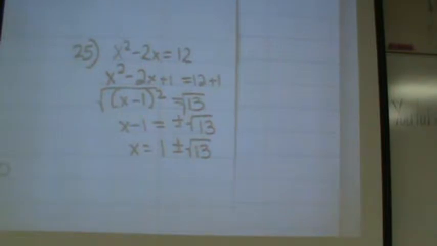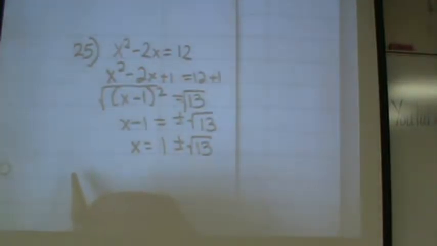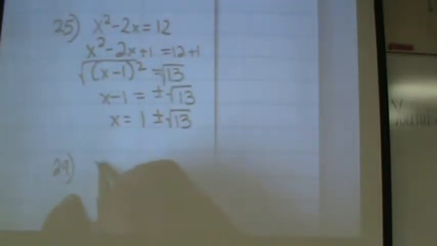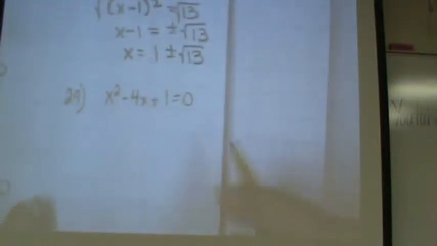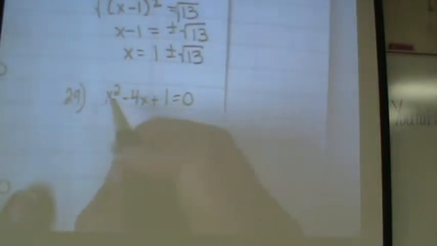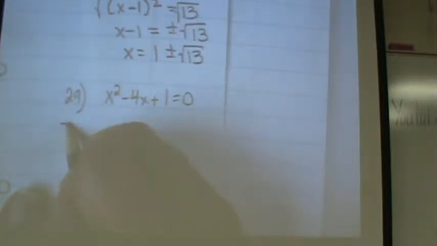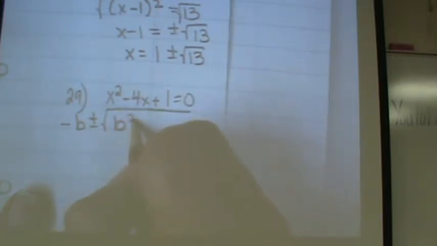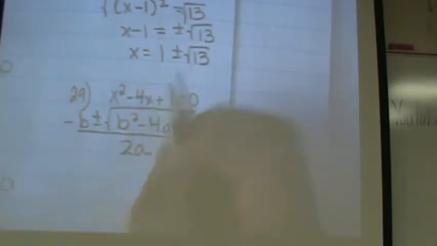Skip 27. 29 is asking you to use the quadratic formula. 29 is x squared minus 4x plus 1 equals 0. The quadratic formula you have to have in standard form, and it is negative b plus or minus the square root of b squared minus 4ac all over 2a.